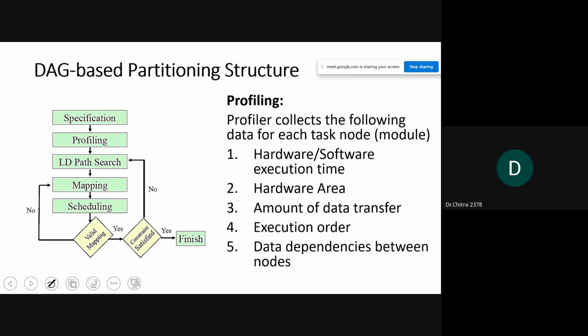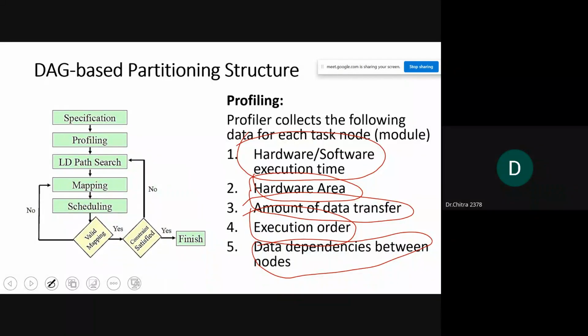In addition, we will consider all these things: hardware, software, execution time. You should take account of this during the design. Then the hardware area required for the design, the amount of data transfer per minute or per second, the execution order, and data dependencies. All these things are taken into account before integrating the components. Take the task, decide that, and execute that. But before integration, you should take care of all these things.